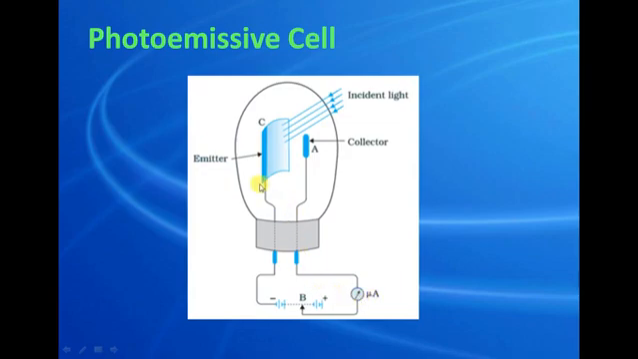And then, for a given cathode, the magnitude of current also depends on the intensity of the incident radiation and the potential difference between the cathode and the anode.